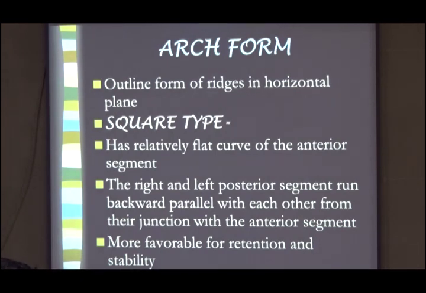So coming to the arch form of the palate, the arch form can be either square, tapering or ovoid. Square will offer the best retention and stability. So what is retention, what is stability? Retention is against gravitational forces. When you are inserting a denture, especially an upper denture, it should not fall down due to gravity. So against your path of insertion, you should have some resistance.